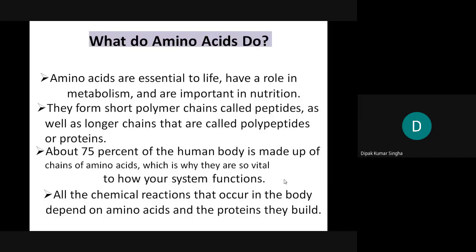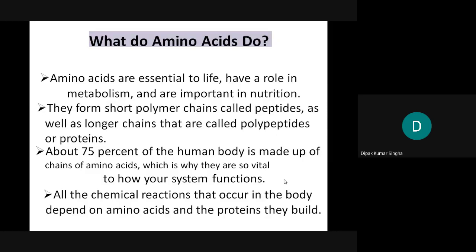What about amino acids? Amino acids are essential to life, and they have a role in metabolism and are important in nutrition. There are short polymer chains called peptides, and longer ones called polypeptides. Peptides are monopeptide, dipeptide, tripeptide, or oligopeptides of 3 to 10, and 10 to 50 are called polypeptides, and above 40 amino acids are called proteins.